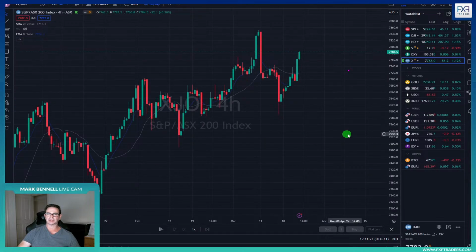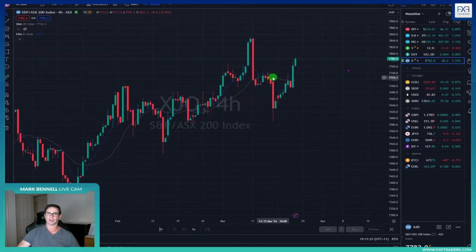Our Aussie XJO, this was a level we were looking at the other day. You can see the pause there. So we've now had a nice little break today. So look for the same thing, pull back through here. Try and get long in there. I'll put that back on the list.